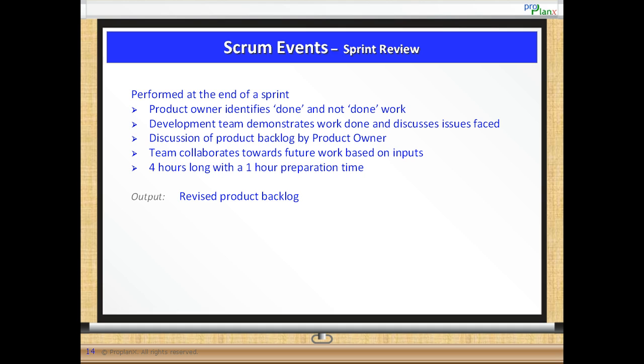Here the development team demonstrates work done and discusses issues they faced during implementation. This meeting gives an opportunity for the product owner to discuss the product backlog. The team collaborates towards future work based on inputs received during the meeting. The sprint review meeting is 4 hours long with a 1 hour preparation time, again assuming a 1 month long sprint. At the end of the sprint review, we should expect a revised product backlog.